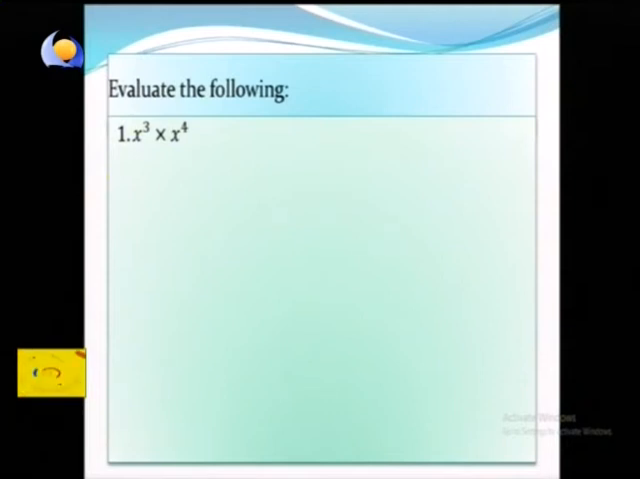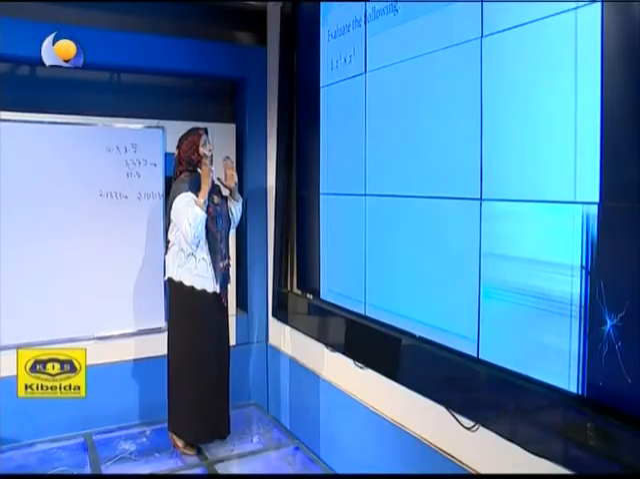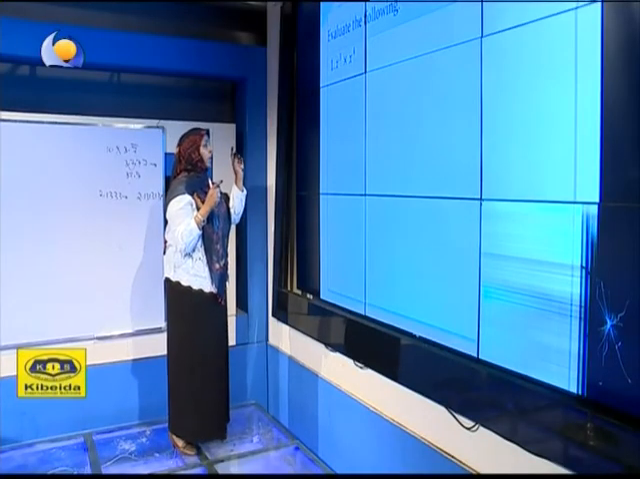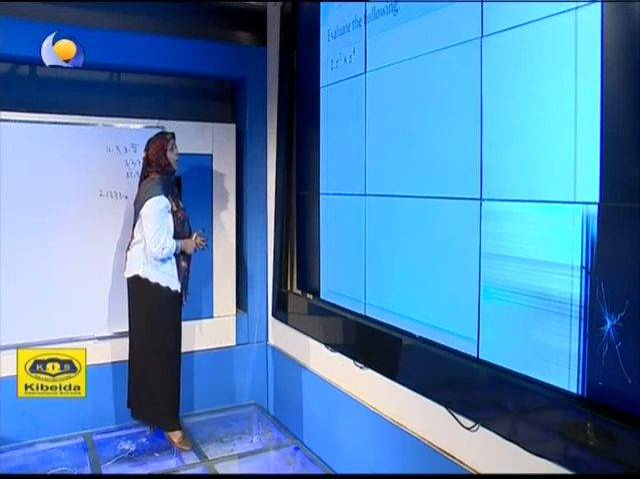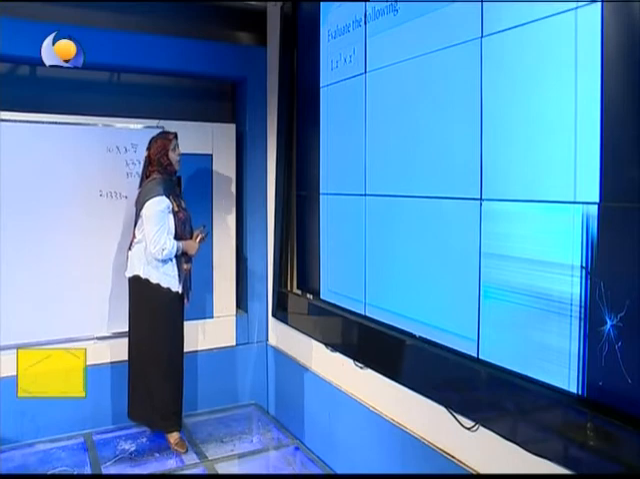Evaluate the following. x cubed times x to power 4. If I have multiplication of numbers with powers, and the bases are the same but the powers are different, the answer will be the same base with the powers added up. So it will be x to power 3 plus 4, which equals x to power 7.